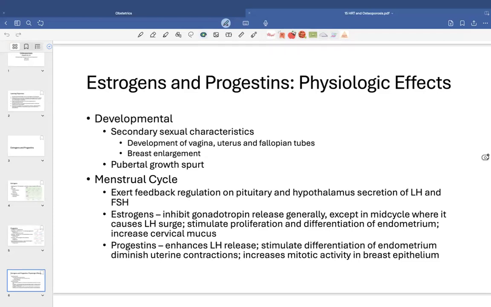They both exert feedback regulation on the pituitary and the hypothalamus for LH and FSH in various parts of the menstrual cycle. If you remember, estrogens inhibit gonadotropin release more generally, except in the mid-cycle where they cause the LH surge. And progestins also enhance LH release. So they both have those activities, which in turn can have contraceptive properties.